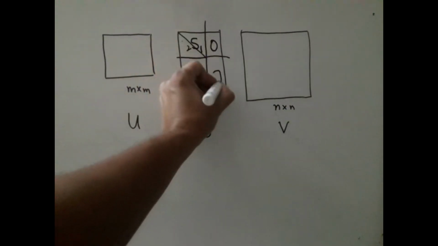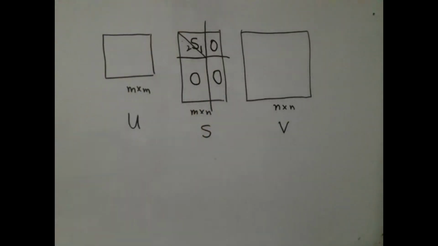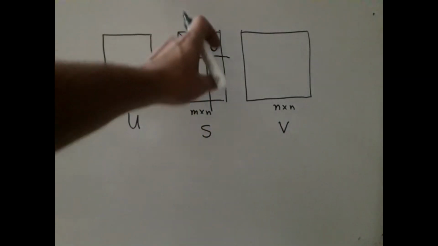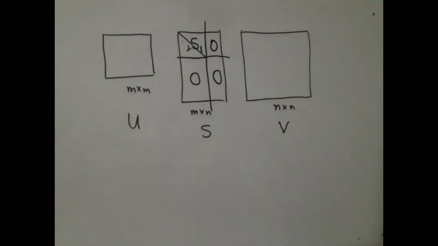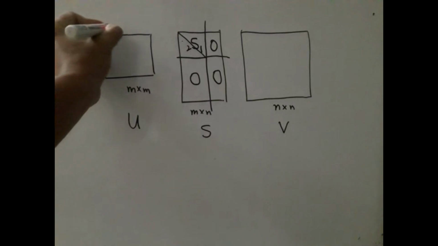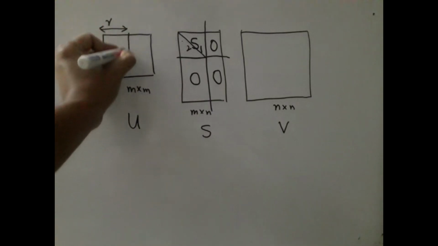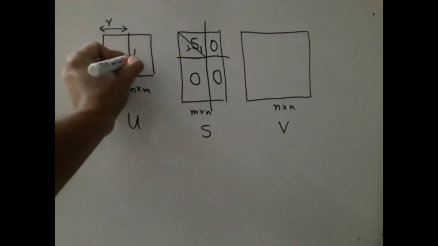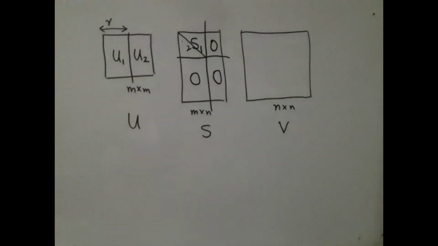This is 0, this is 0, this is 0 of appropriate orders. Understand that S1 is an R by R matrix, which is non-singular because all its diagonal entries are non-zero, in particular strictly positive. Similarly, I will partition U as the first R of them. I will call this U1, and whatever comes after, I call that U2.